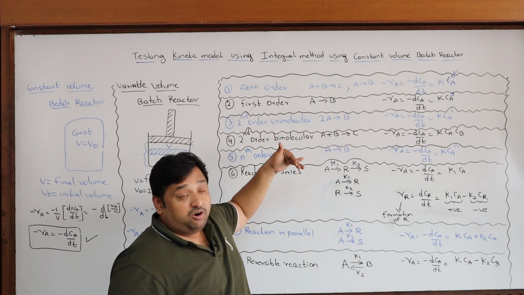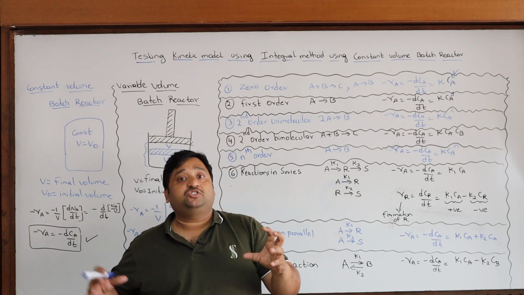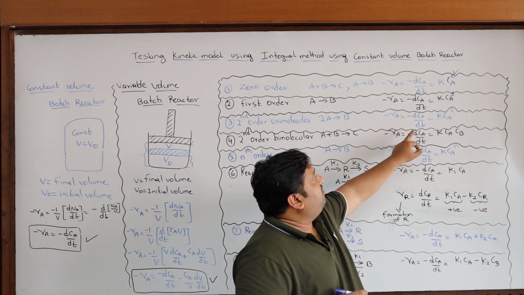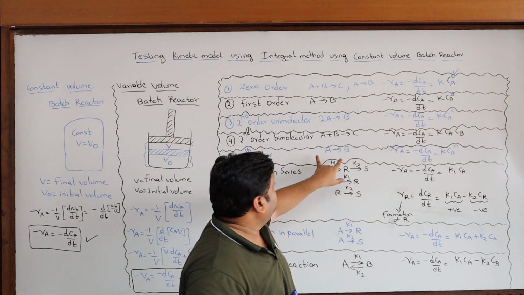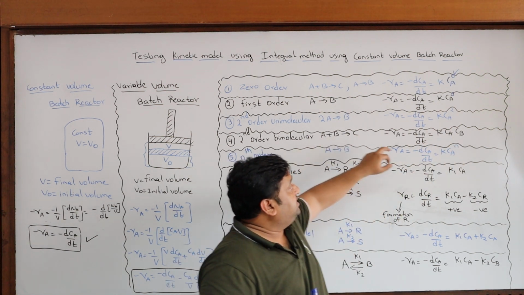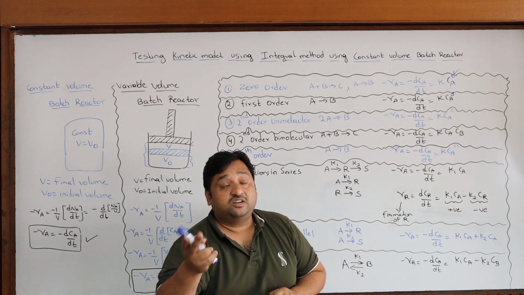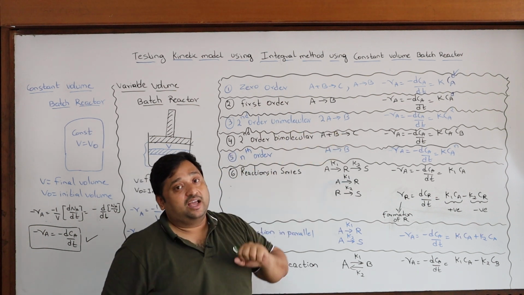And the second order bimolecular reaction means A has to react with B to form C. Minus rA is equal to minus dCA by dt is equal to K CA into CB, because there are 2 things involved here, CA power 1, CB power 1. That means it is also a second order reaction, but it is a bimolecular reaction, not a unimolecular reaction.